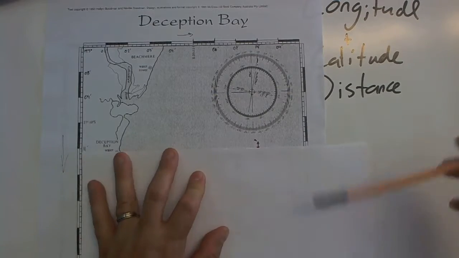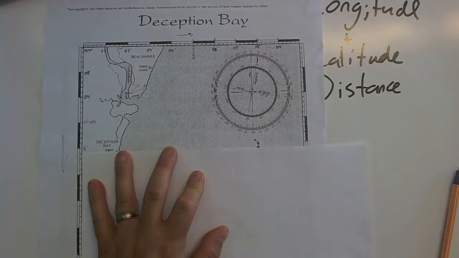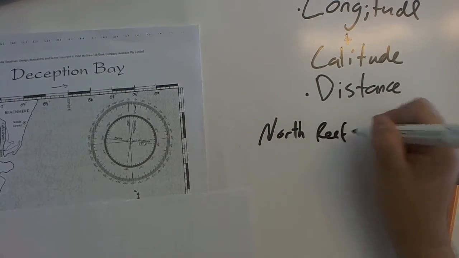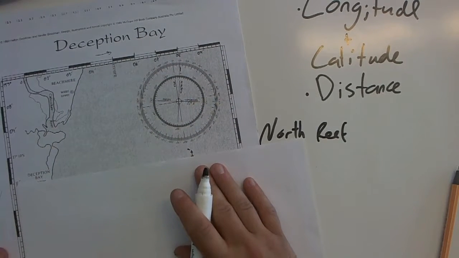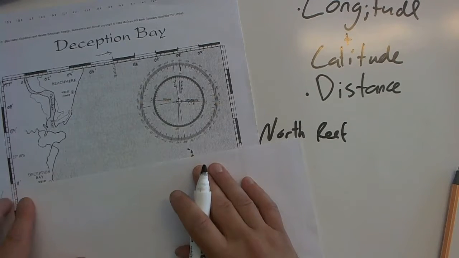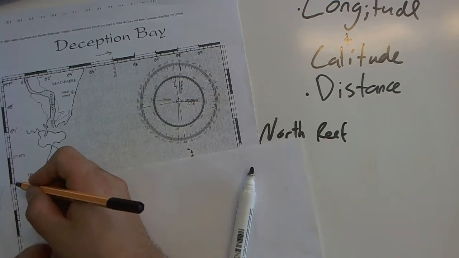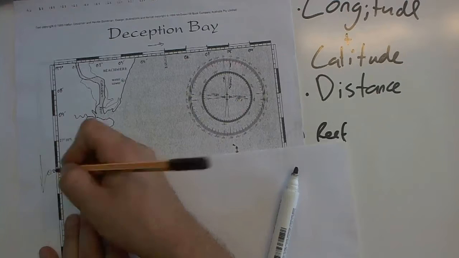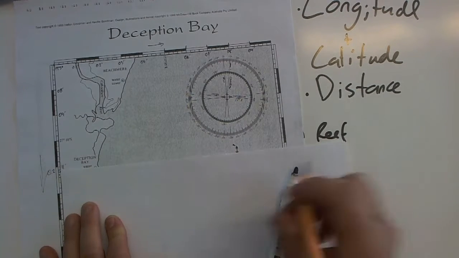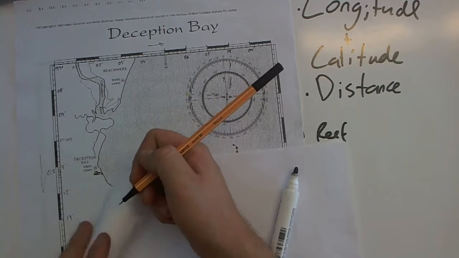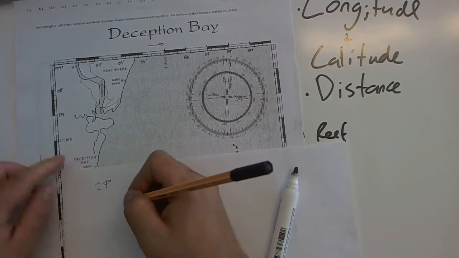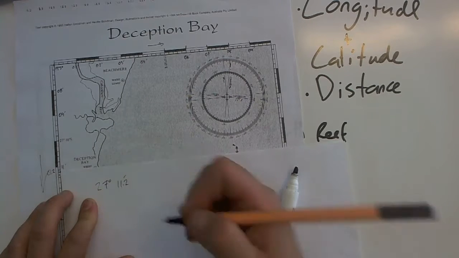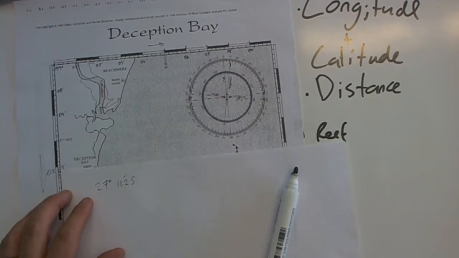You can see that North Reef is, let's write this here, right on that marker there. Now remember, each of the small points is 0.2 of a minute. So North Reef is going to be 27 degrees and 11 minutes. And then it's not on 11 minutes, it's the next little one down, so 0.2. So 11.2 minutes south.